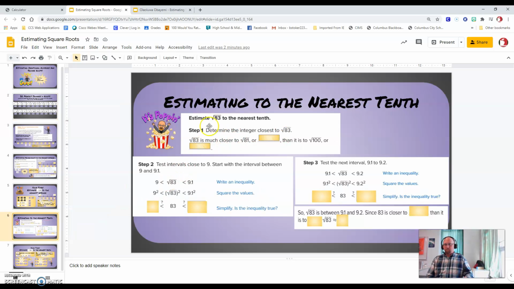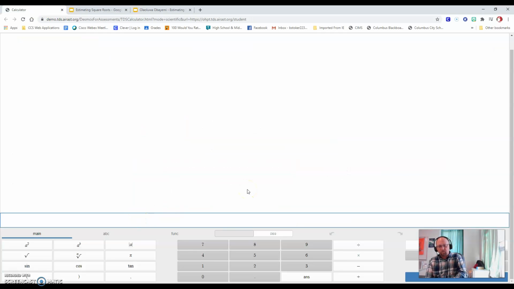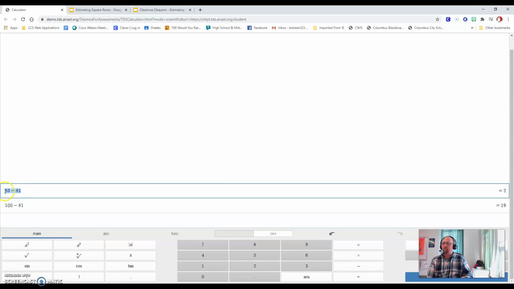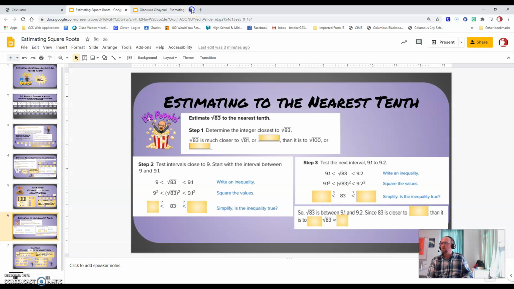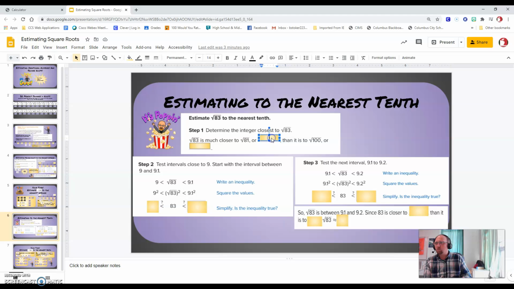Through just some basic subtraction, I don't think you need to see it, but I'll show it to you. 83 minus 81 is a difference of 2, and 100 minus 81 is a difference of 19. So which of the two integers is the square root of 83 closest to? Well, it's closest to 9, because the difference between 83 and 81 is much, much smaller than the difference between 100 and 81. So that's the start of it. I know that it is closer to the square root of 81, or 9, than it is to the square root of 100, or 10.